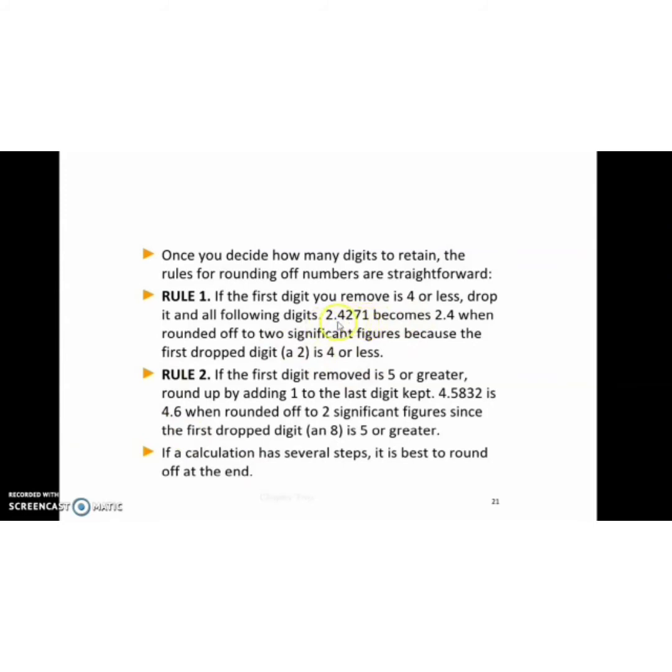For example, you get a number like this. If you add, multiply, subtract or divide, your answer is like this, 2.4271. So after the point, the last digit is 1. If it is less than 5, then you have to round off the number to 2 significant figures. Just drop that digit. So it becomes 2.4.